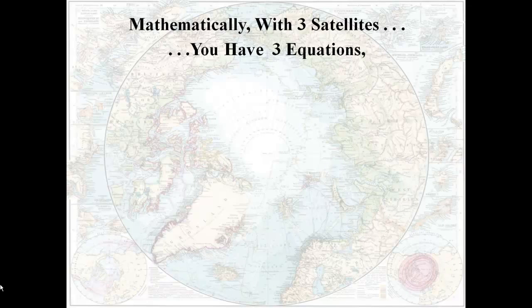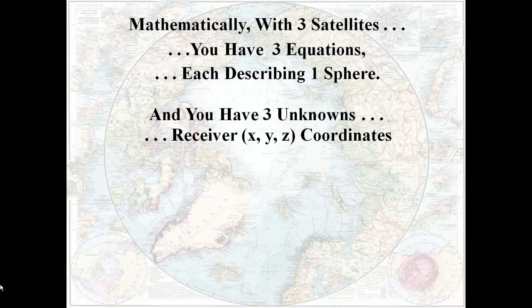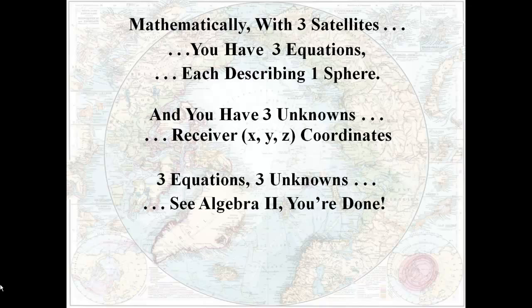Okay, so how does it work mathematically? We got three equations when we have three satellites. Each equation describes that sphere that the satellite signal is at. We got three unknowns. We don't know what the x or the y or the z coordinate of our location is. So we got three equations, we got three unknowns. You remember from Algebra 2 that you can solve three equations with three unknowns by doing a whole bunch of different things. You know that from Algebra 2. I'm not going to go through that. So we're good to go, right? Well, not quite.